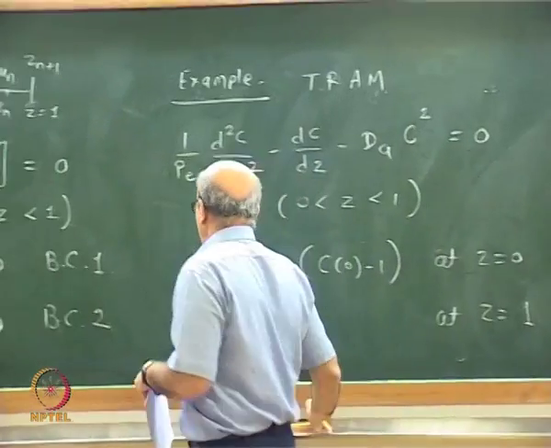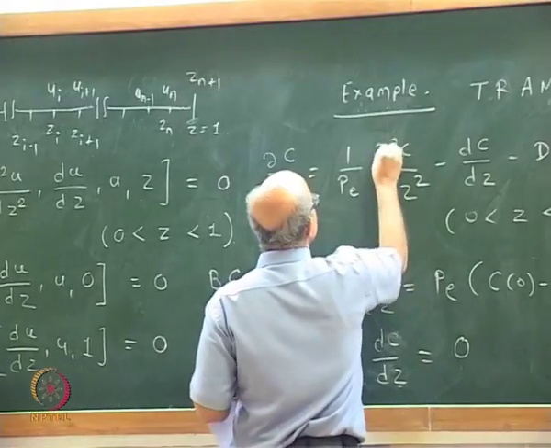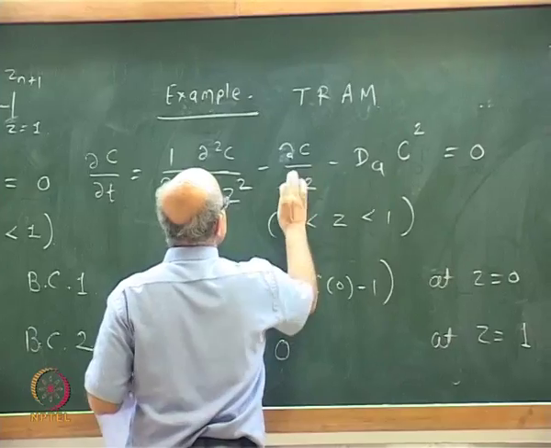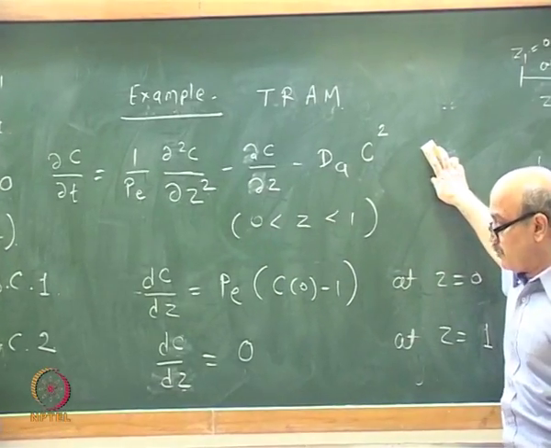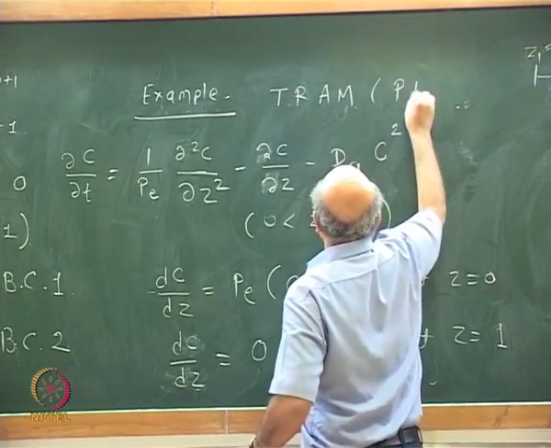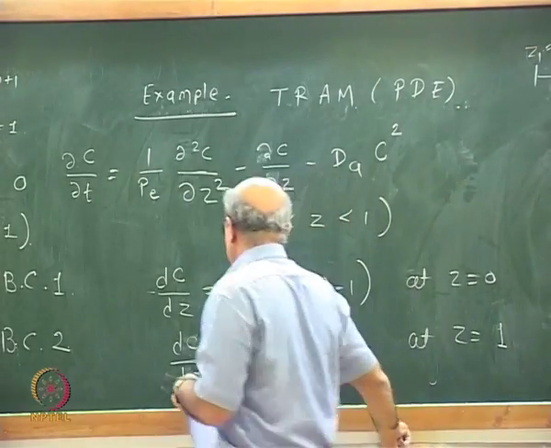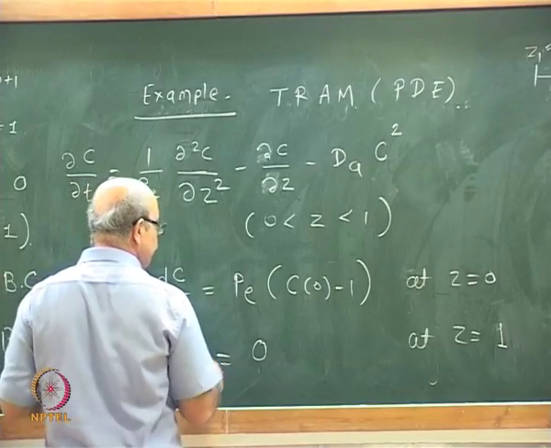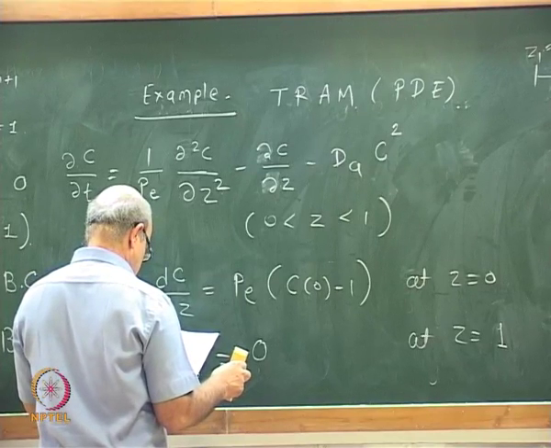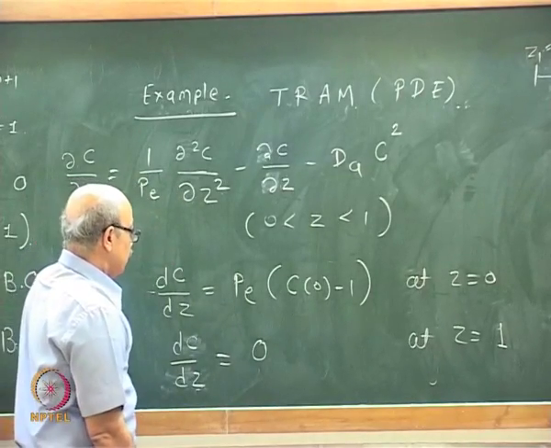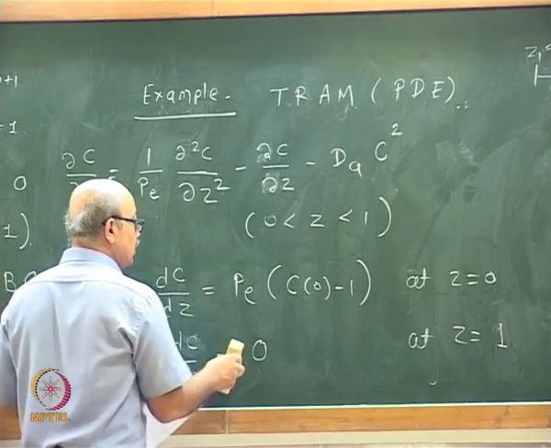So I'm going to say here dou c by dou t is equal to, so these become partial derivatives, dou square c by dou z square, dou c by dou z. The time derivative earlier we had put equal to 0, now the time derivative is not equal to 0. So now my second example is this PDE. I want these conditions to hold at all times.